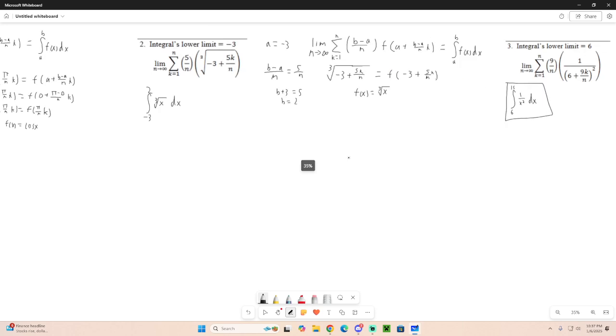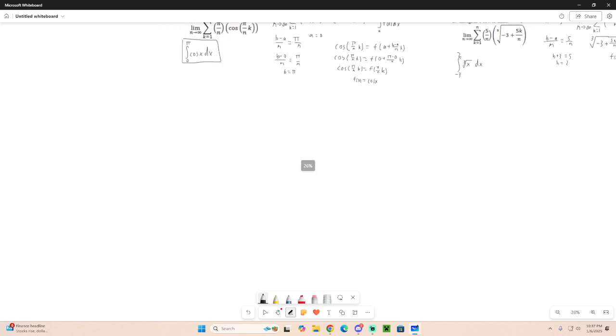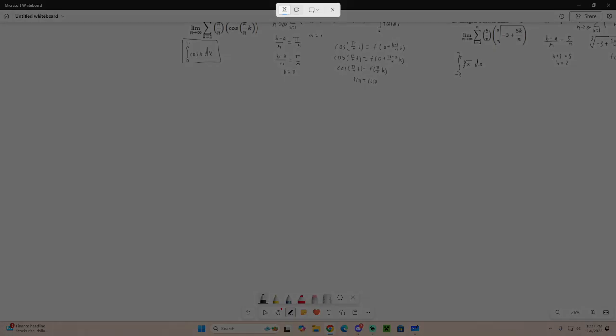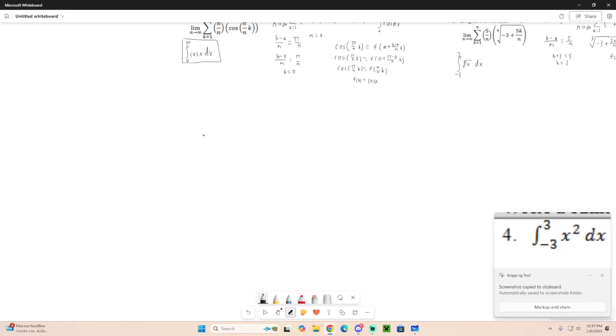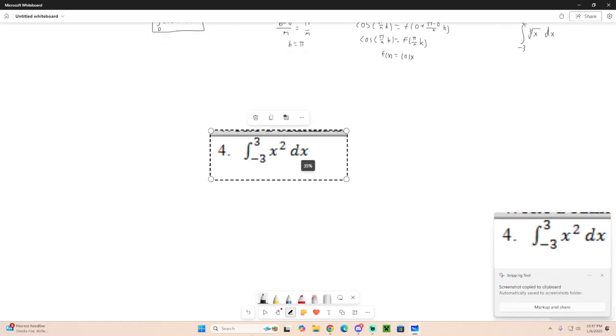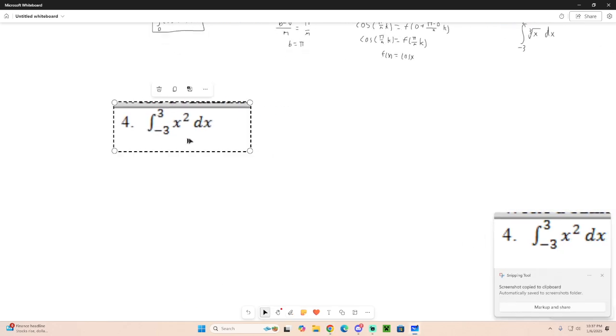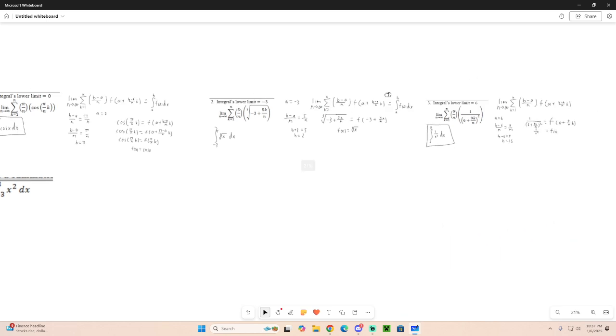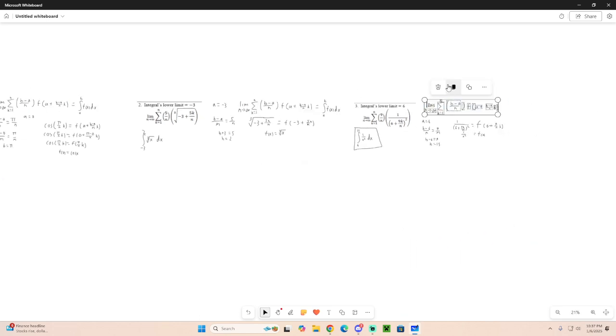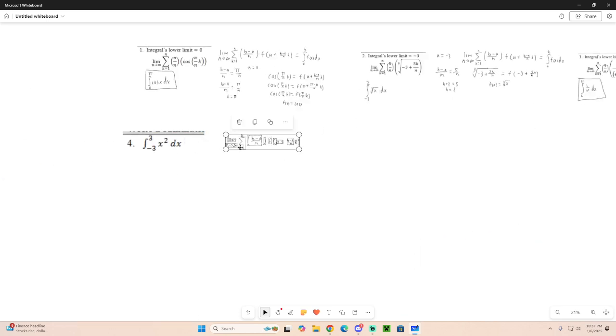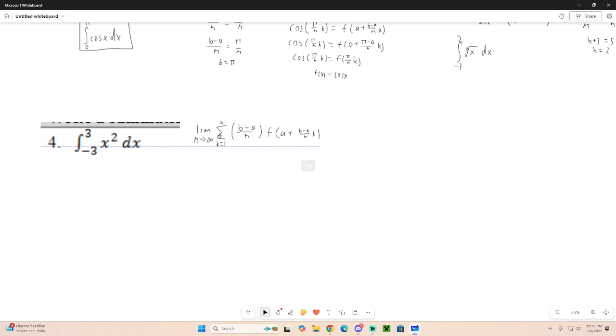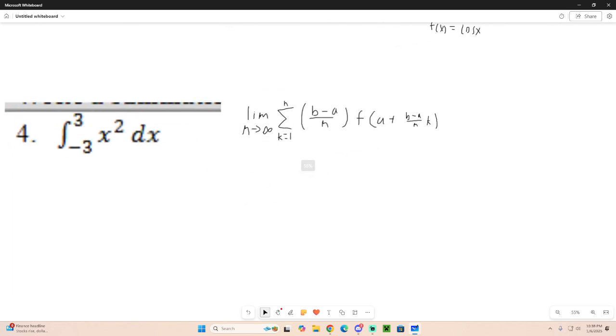Alright, are you ready to convert from integral notation to summation notation now? The other way around. Okay, so now we have to go the other way around. Let me just copy this over here. So do you take the function first? Yes, we're going to take the function first.